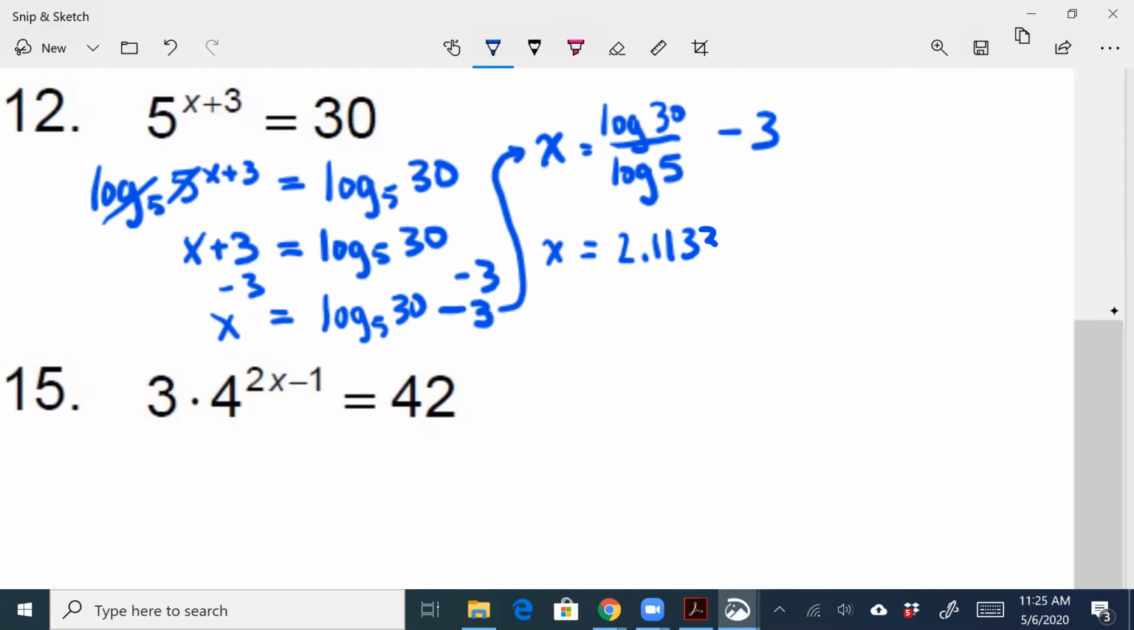We'll leave this as a 3 minus 3. So x is equal to negative 0.8867.